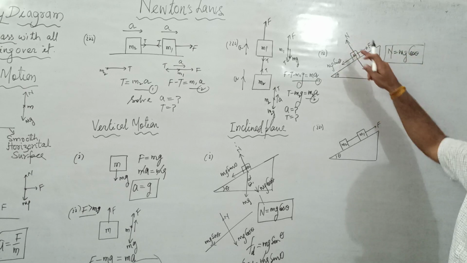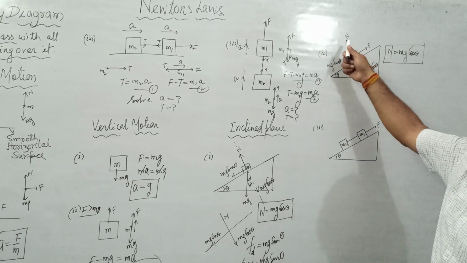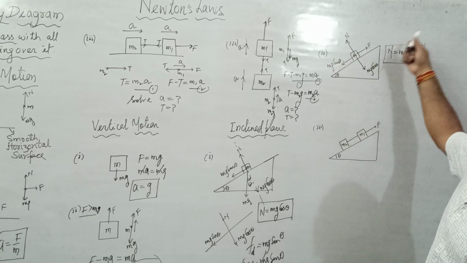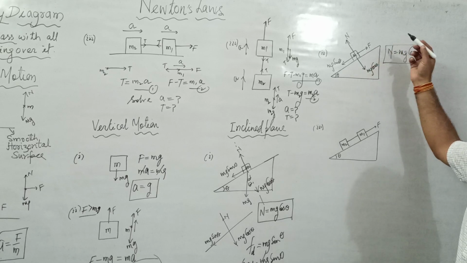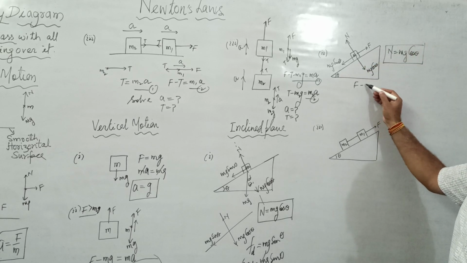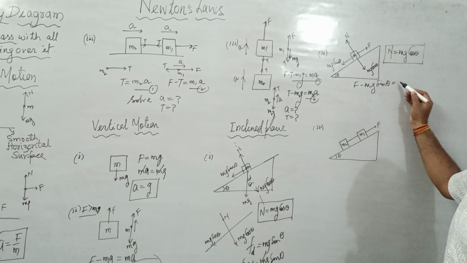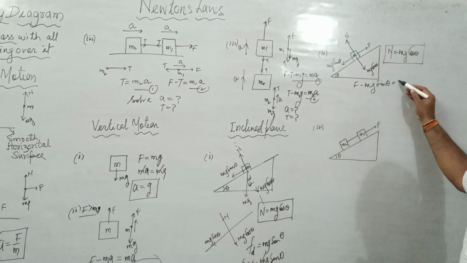Since there is no motion perpendicular to the incline, the net force in this direction has to be 0. This is equal to this. The body is moving up the incline, so the net force has to be up the incline, and that net force up the incline is F minus mg sin theta. That is the net force, and net force is equal to mass times acceleration.